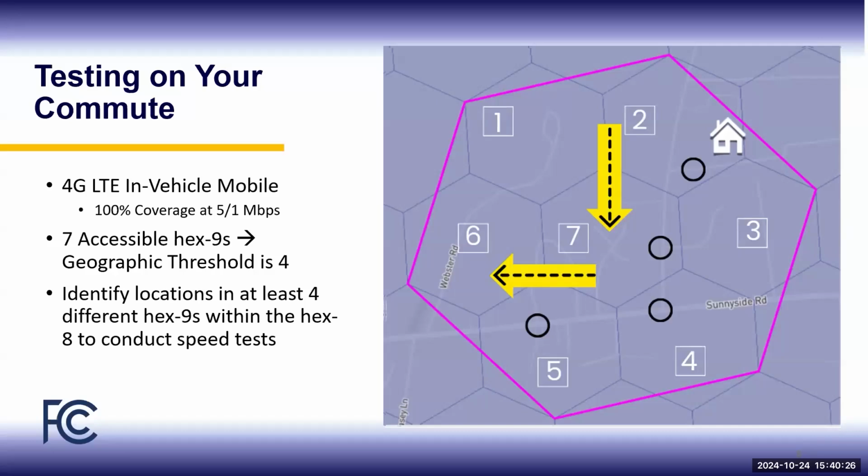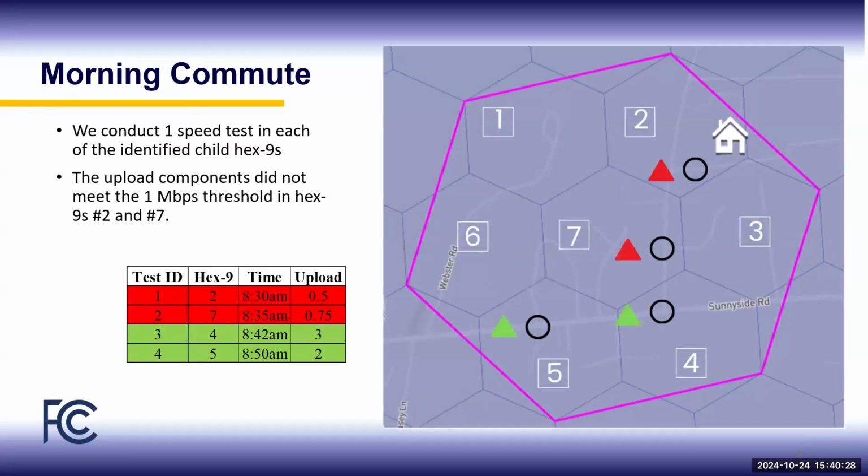Next slide. If we also run tests on both our commute to work and home from work, we will likely meet the temporal threshold. Since we evaluate upload and download speeds separately, let's focus on upload speeds in our example.